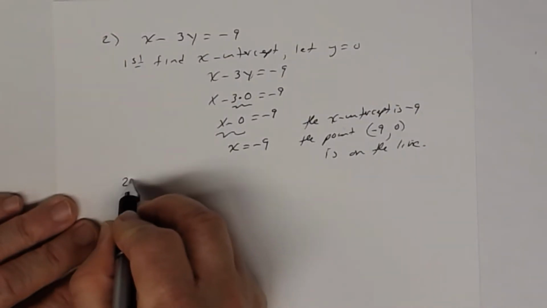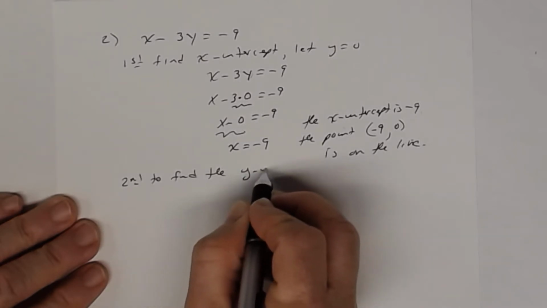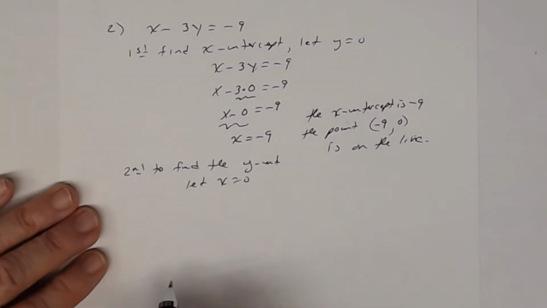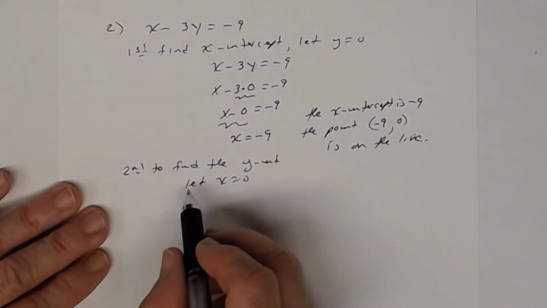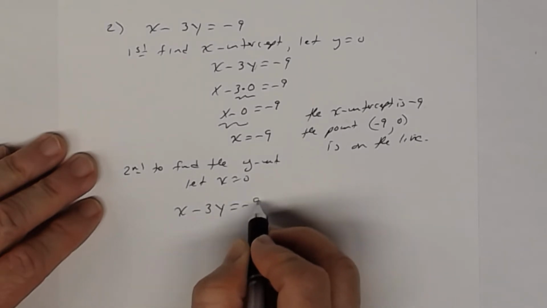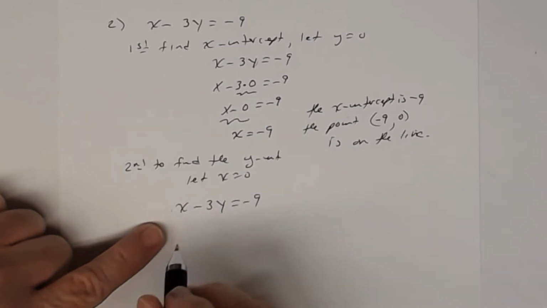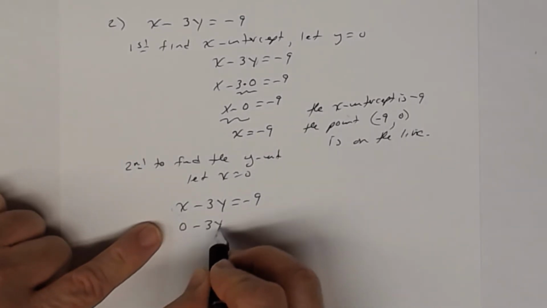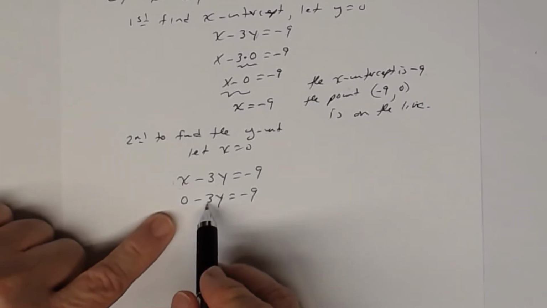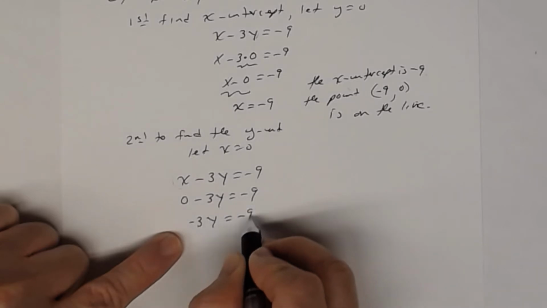So second, to find the y-intercept, you're going to let x equal 0 this time, right? Let x equal 0. And so go back to our equation, x minus 3y equal negative 9. And this time where we see the variable x, I'm going to substitute 0. So I get 0 minus 3y equal negative 9. Now be careful. So 0 minus 3y is a negative 3y, right? So I get negative 3y equal negative 9.